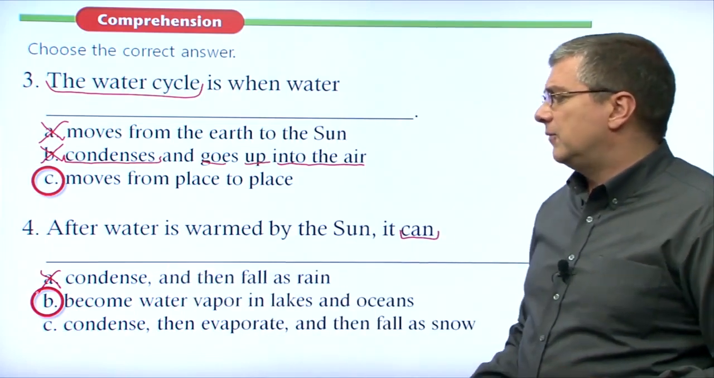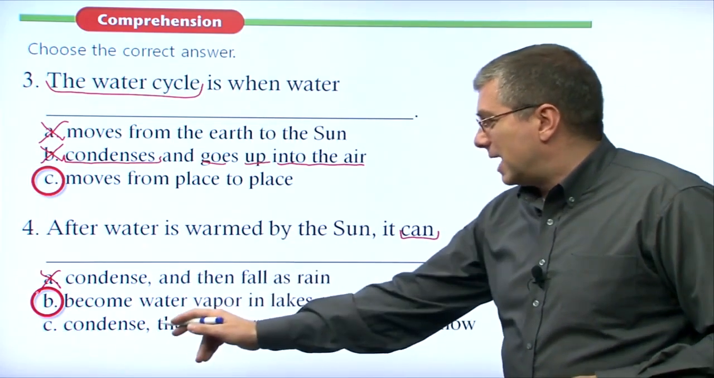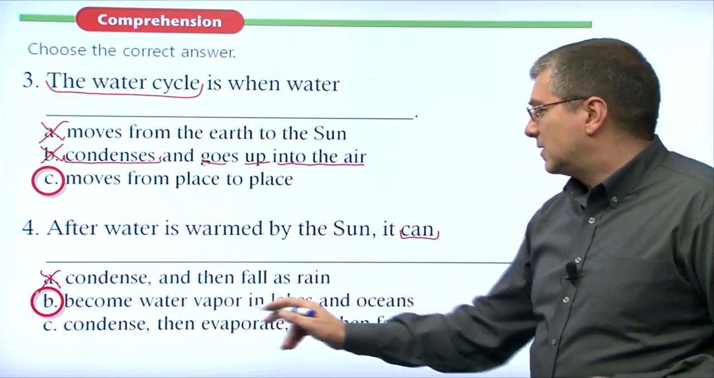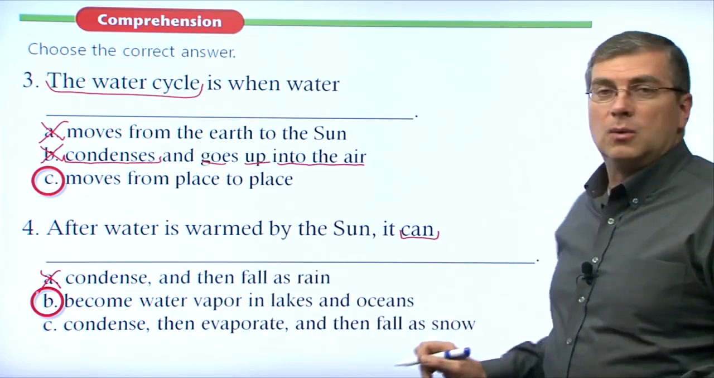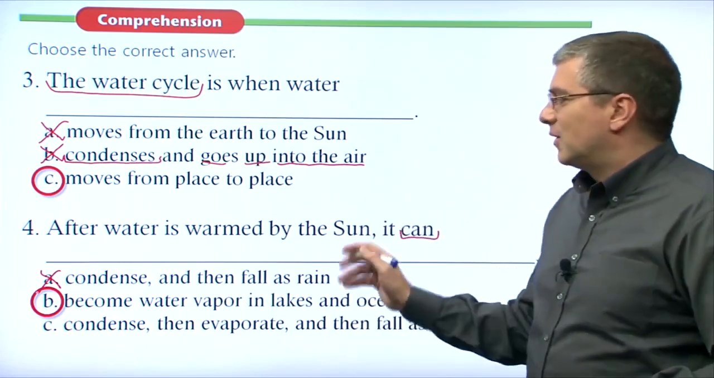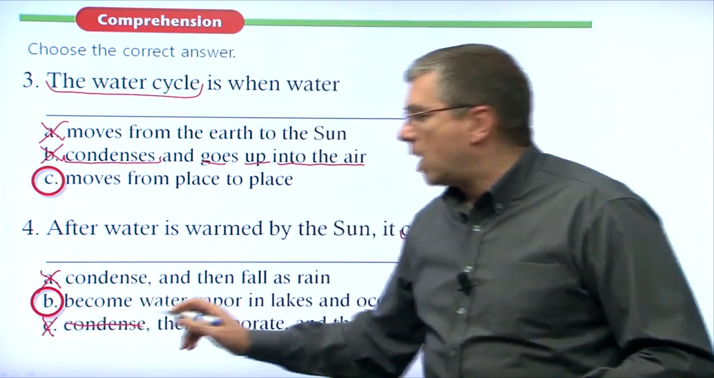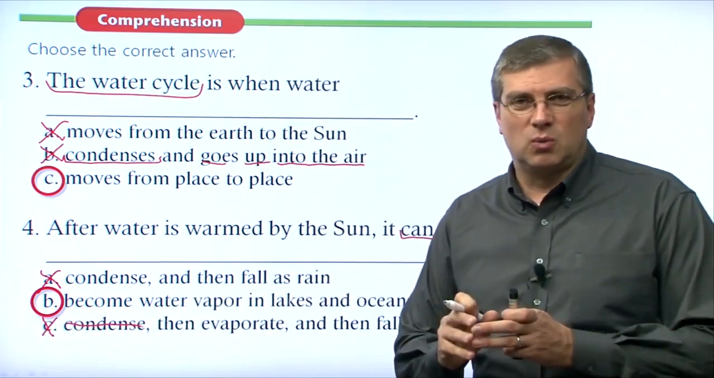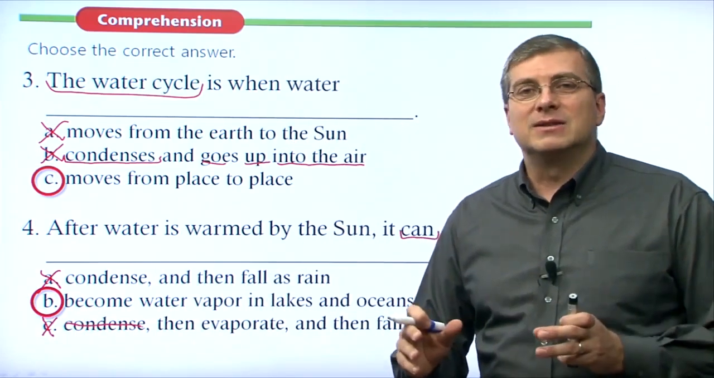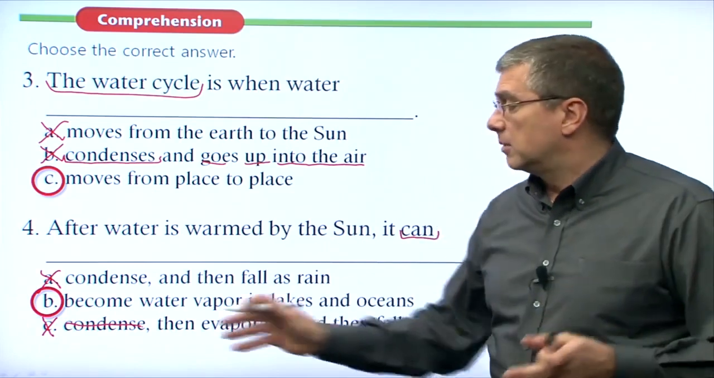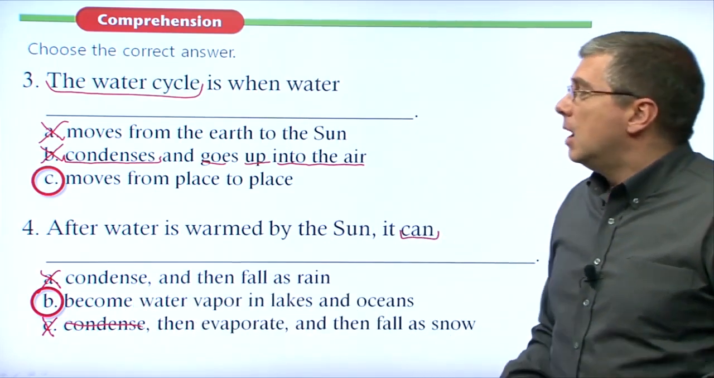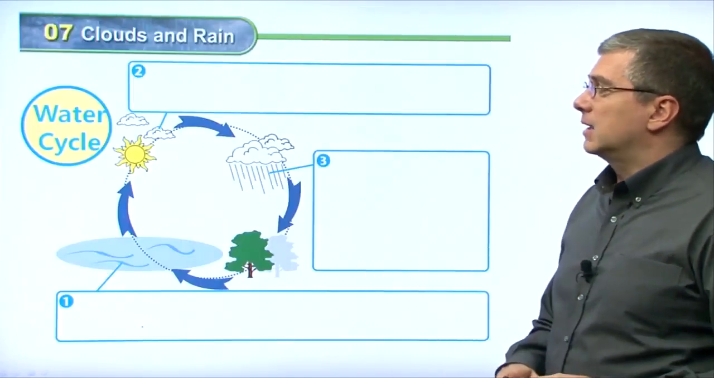Let's take a look at C for practice. It can condense, then evaporate, and then fall as snow. Well, that's just all mixed up, isn't it? First of all, it won't condense. We saw that before in number A. Water does not condense when it becomes warm. Water condenses when it becomes cool. So this is incorrect. Okay, let's move on to our final slide.